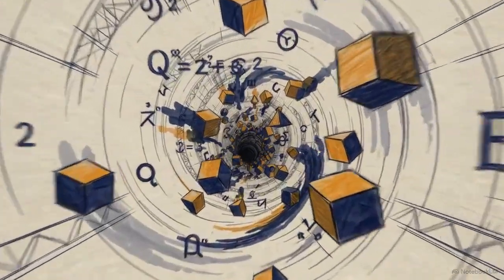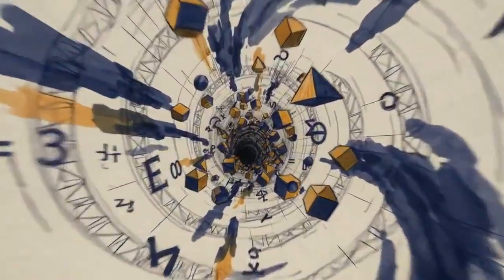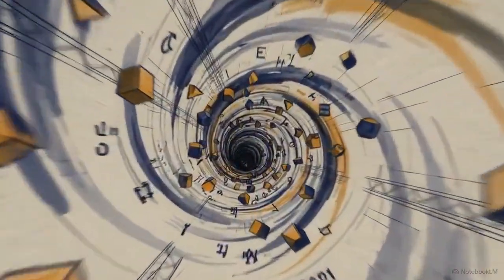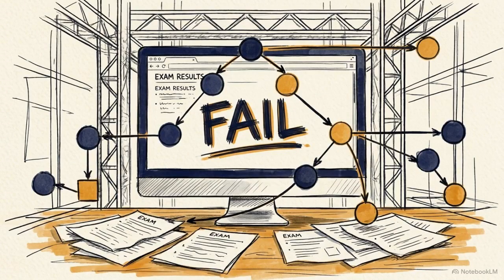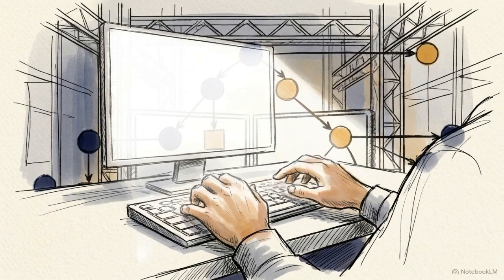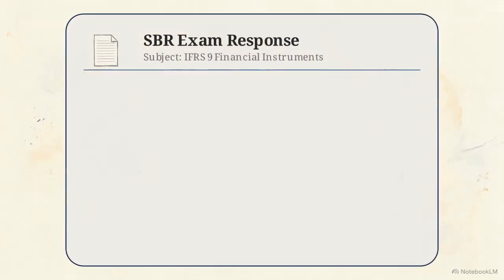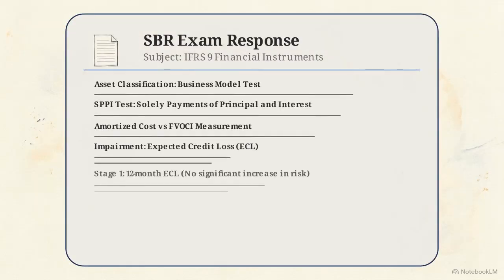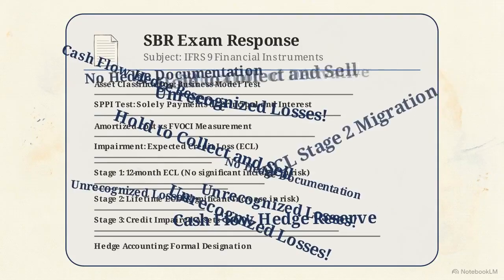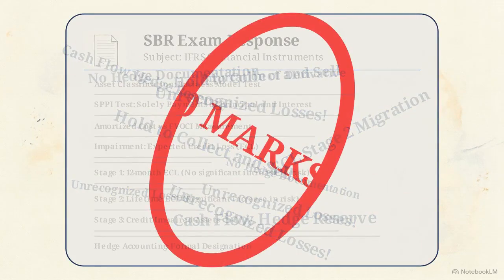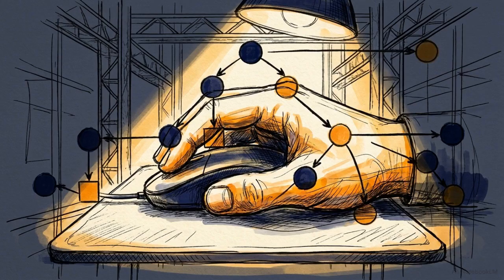Look at this descent. This is exactly what the IFRS 9 exam question feels like for most candidates, a chaotic whirlpool of complex rules, where thousands of marks are lost every sitting. Faced with that complexity, the natural instinct is to panic and start typing everything you know about financial instruments, pages of abstract theory. But dumping rules without connecting them to the specific scenario guarantees failure. There is a precise way to stabilize.